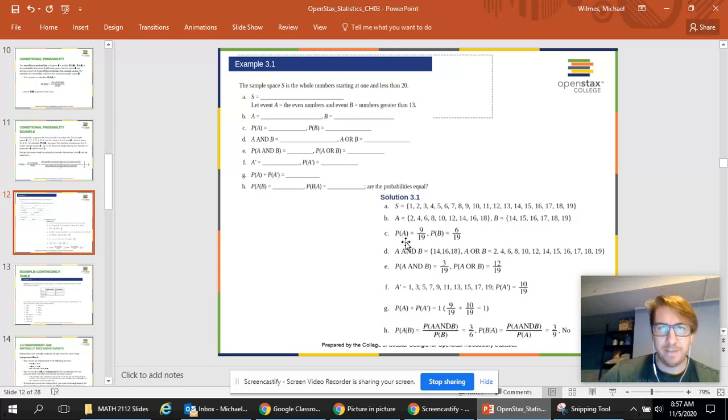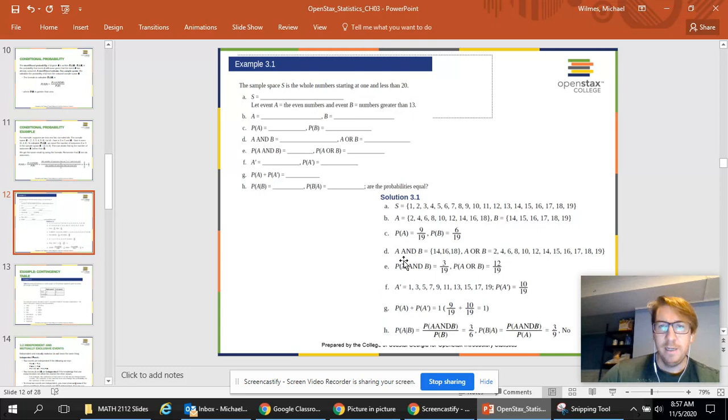So the probability of event A happening is going to be 9, because there's 1, 2, 3, 4, 5, 6, 7, 8, 9 even numbers, over the total of 19. Probability of B: in B we have 6 different numbers over 19. So we write 6 over 19.